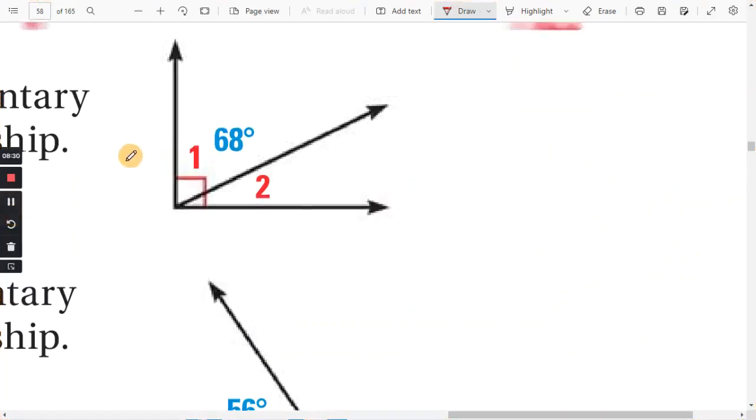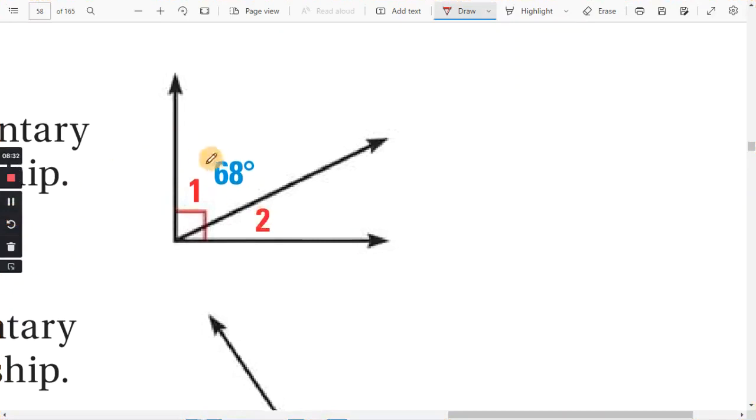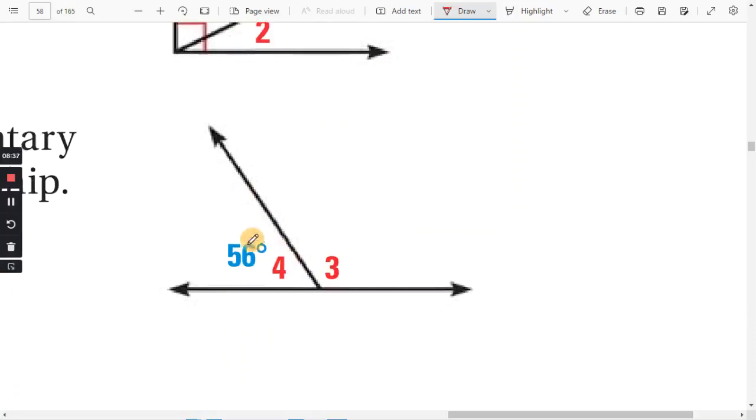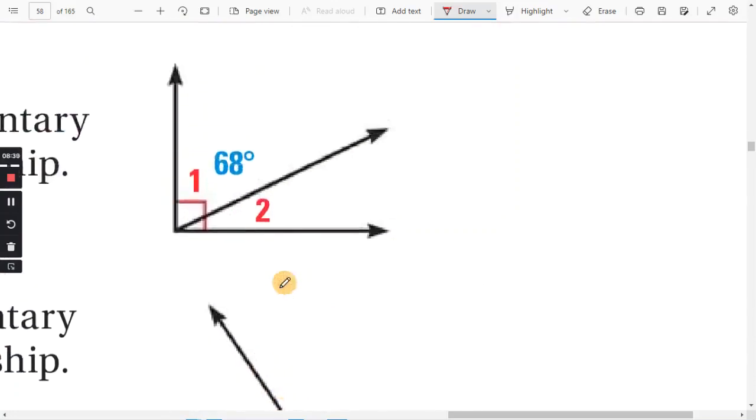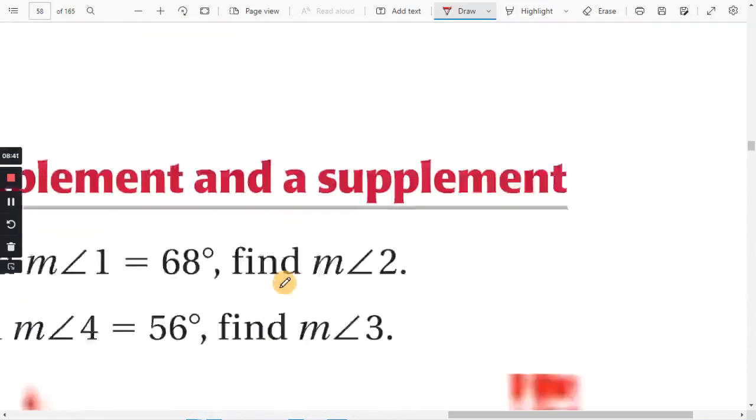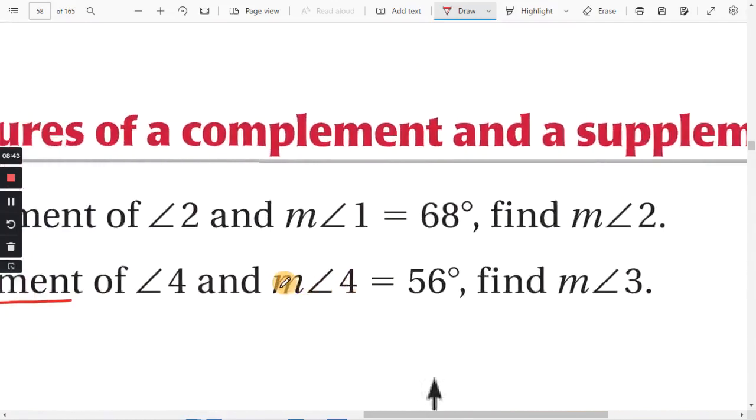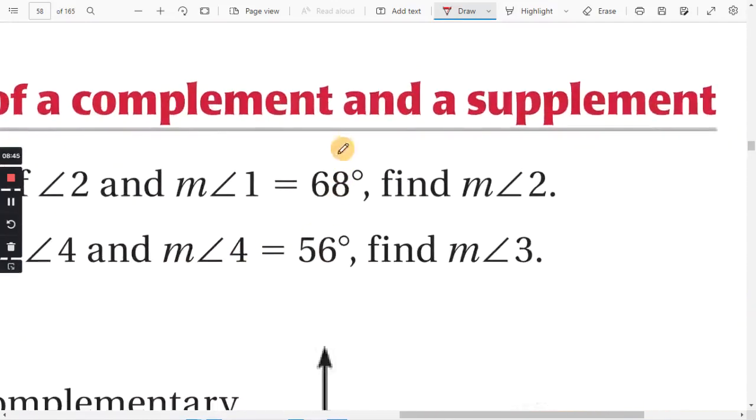Now, they did those problems in the book by drawing the angles, okay? These two add to 90, and these two add to 180, okay? But you didn't need to draw them because it said that they were complementary and supplementary. So we just subtracted one of them from 90 and the other one from 180.